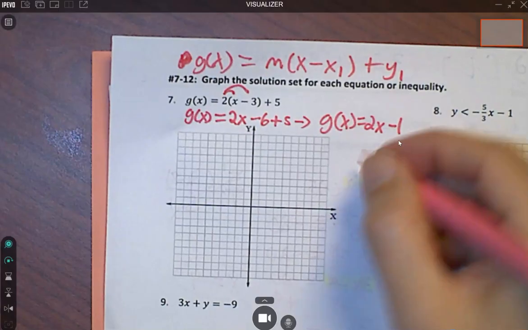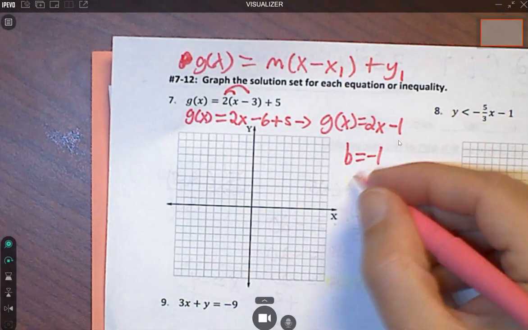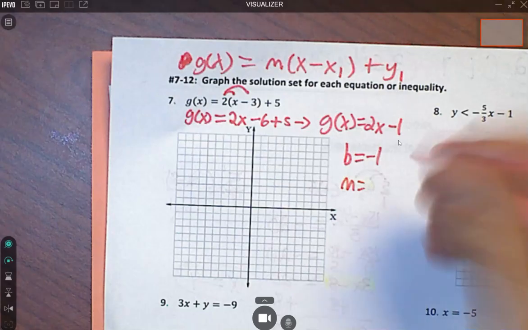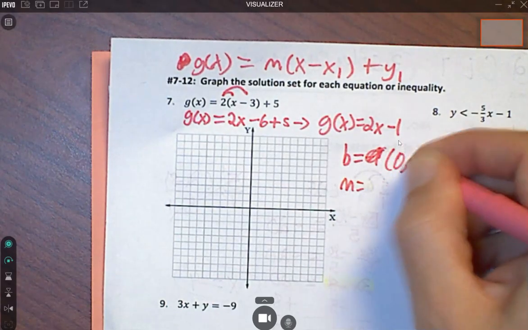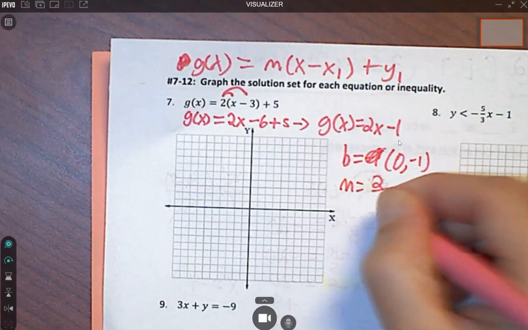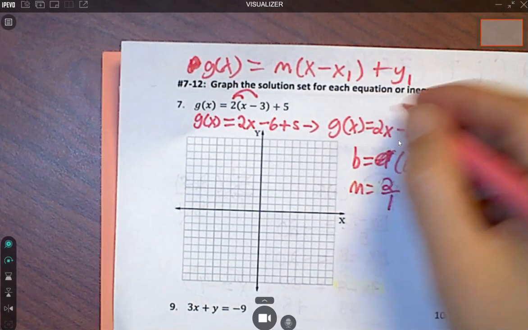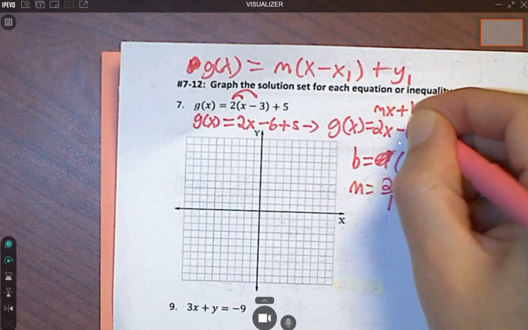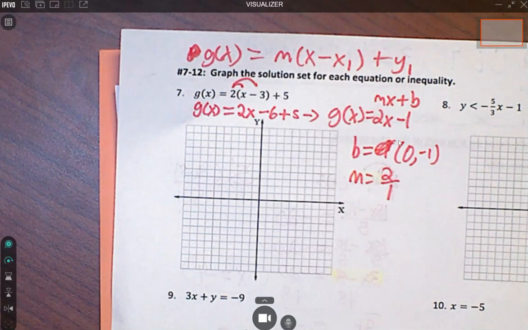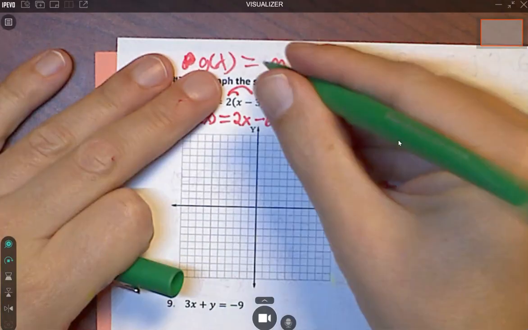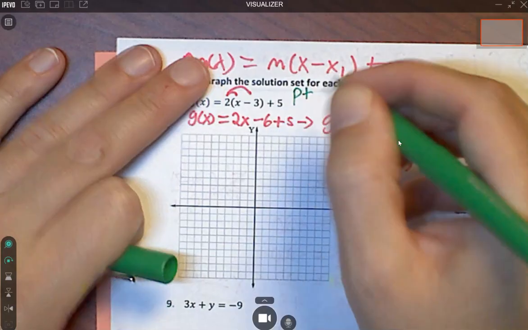So here you could have done b is -1, m was 2 over 1. Always make, so this is y equals mx plus b, slope-intercept. But to graph a line, all you need is the rate of change and one singular point. So we could have used point opposite.